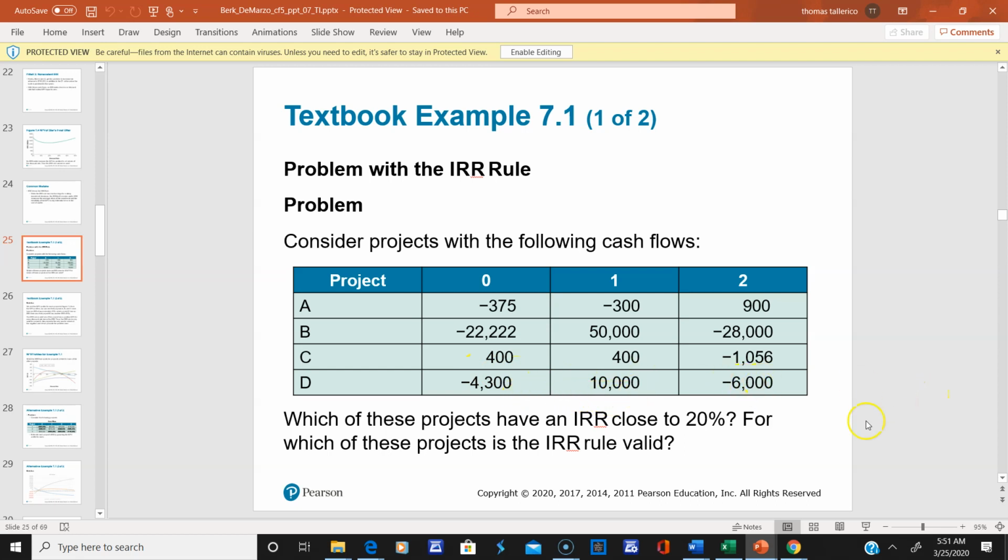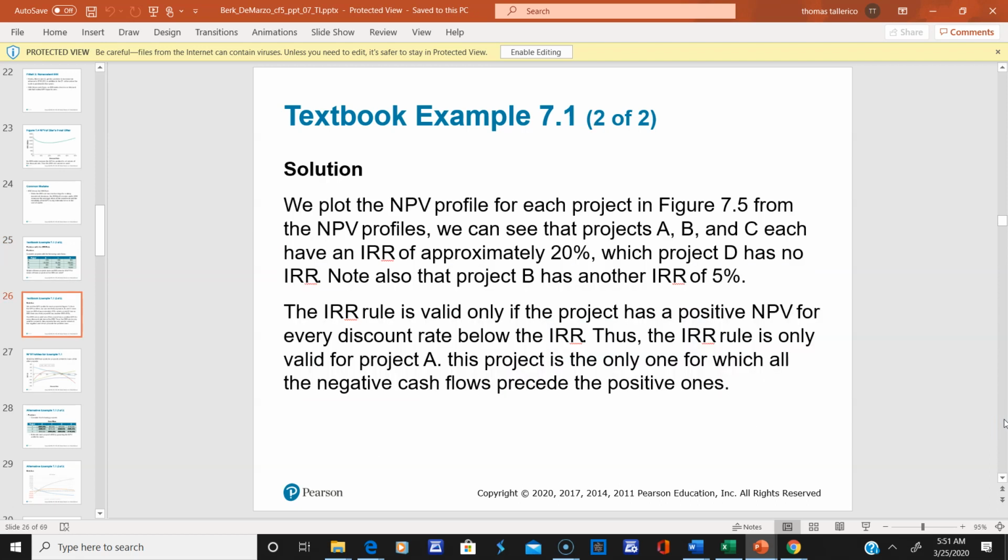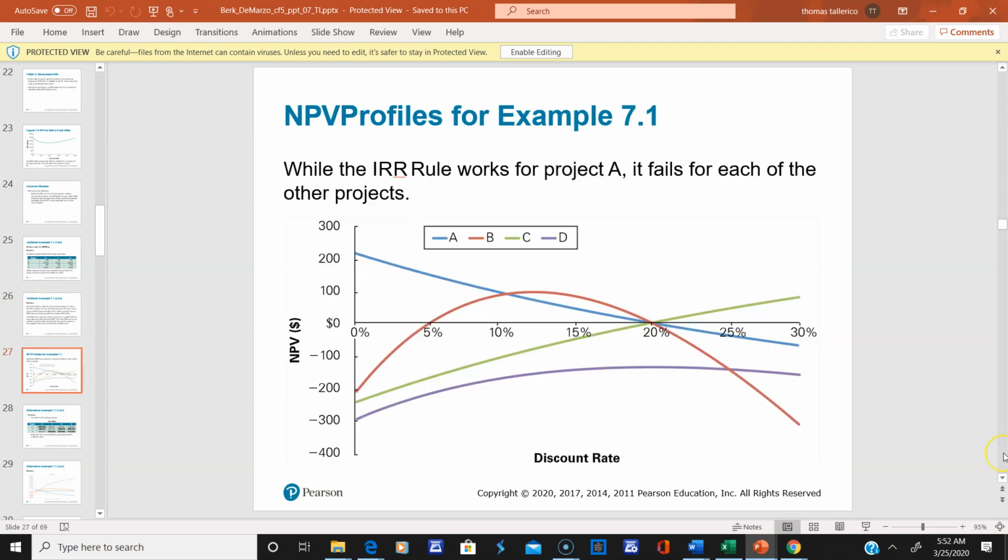Everyone see that? So if we look at those graphs, you should see that A is the only one that's valid. They all will have a 20% internal rate of return as we plot them. So the internal rate of return is valid only if the project has a positive net present value for every discount rate below the internal rate of return.